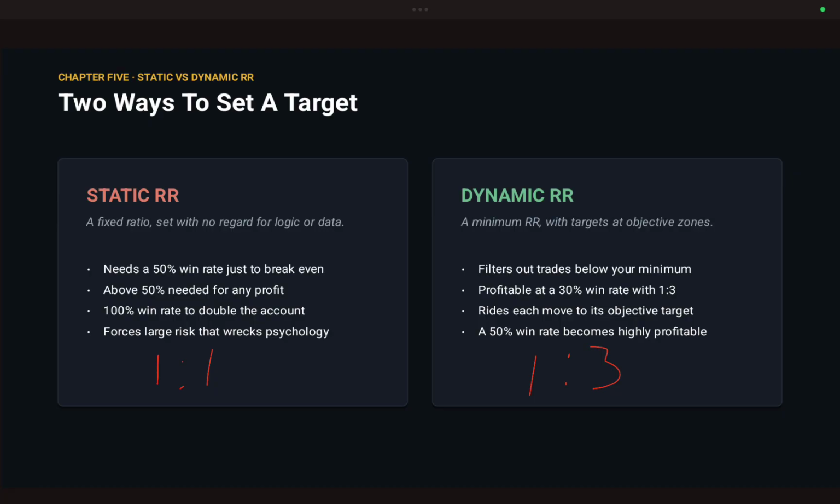Even though you just won 50%, you need above a 50% win rate for any profit to be made. You need a 100% win rate to be able to double your account. You need to win all your trades to be able to double your account. And it forces large risk that wrecks psychology.